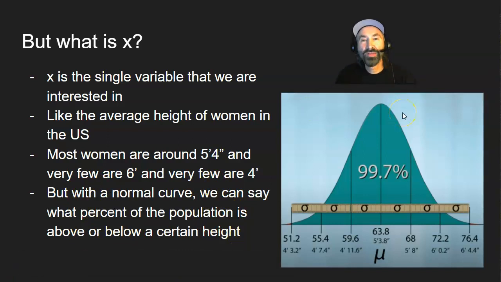But one thing that we use the normal curve for is to help us better understand what percent of a population is above or below a certain value of x. In this case, x is the average height of women in the U.S., so the normal curve could help us to better understand what percent of women in the U.S. are below a certain height or above a certain height, or even between two heights of interest.